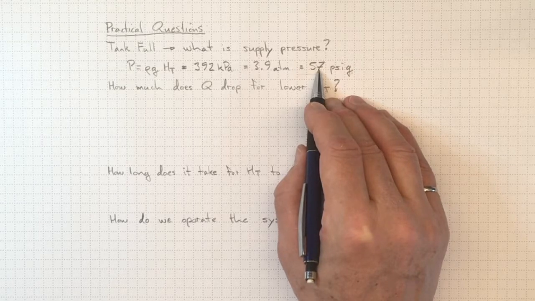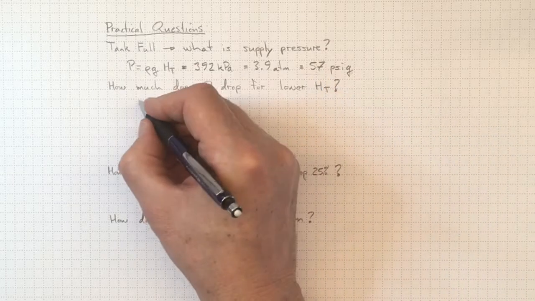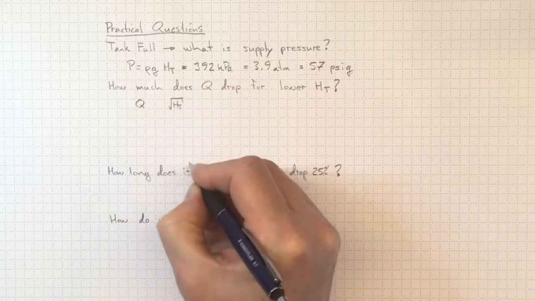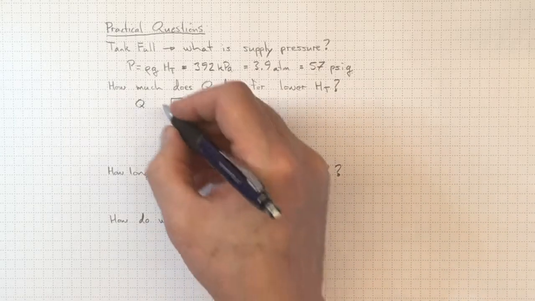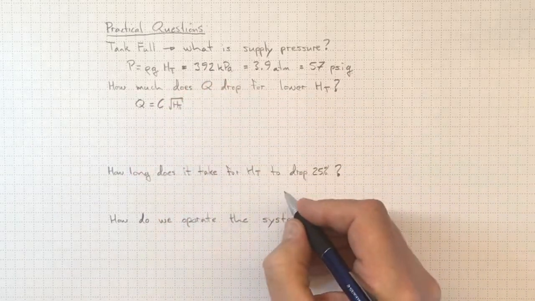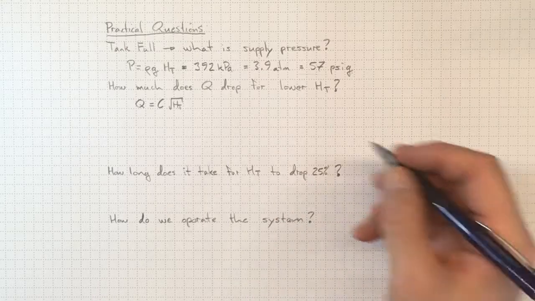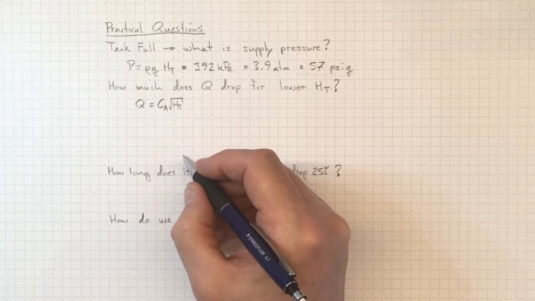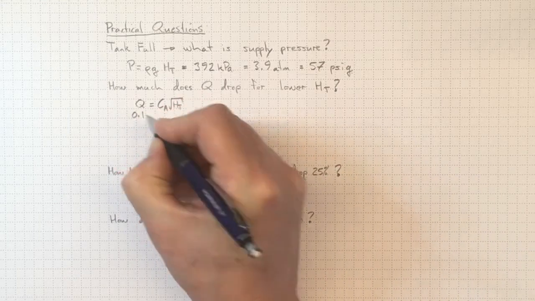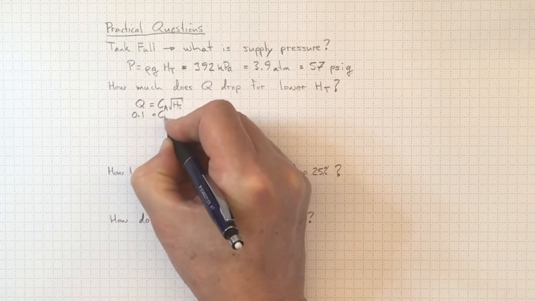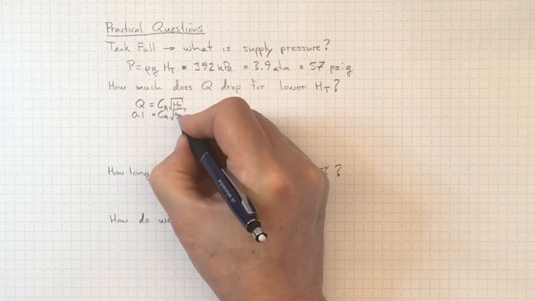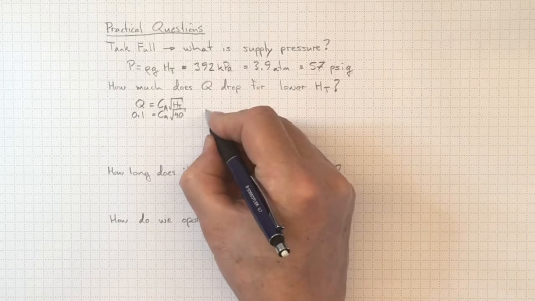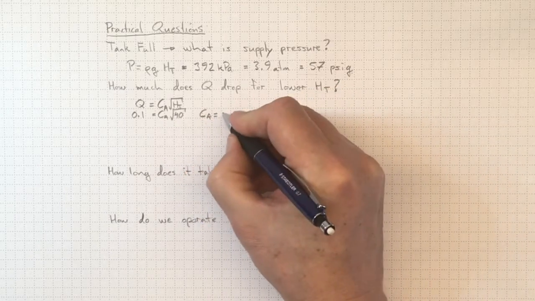But how much is it going to drop if our tank isn't quite full? Well, remember, we said that the flow rate is going to be proportional to the square root of the height of the surface in the tank above our supply level. And if we took some constant, some capability constant, C sub A, that would give us an equation rather than just a proportionality. Now, we know that at our design flow, 0.1 cubic meters per second, we're delivering what we need at 40 meters of elevation. So we can solve this one to get what CA is.